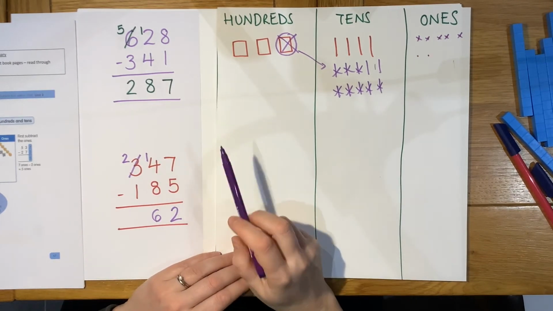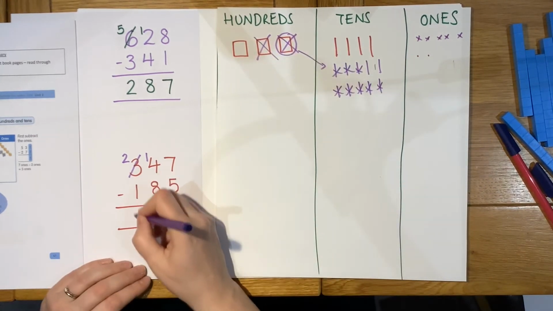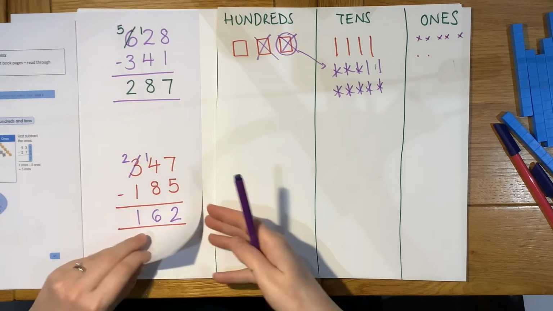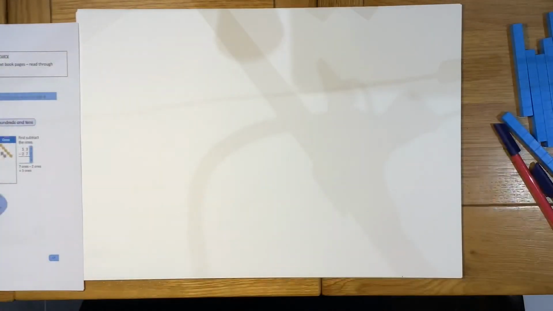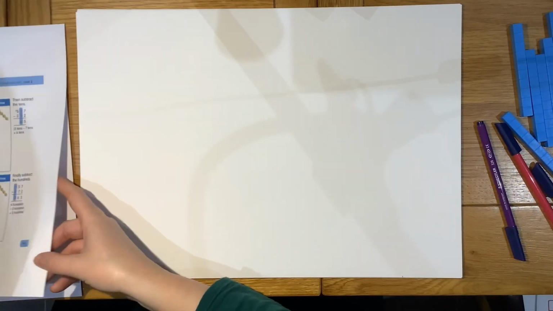Now hundreds. I've got 2 hundreds, I need to take away 100. Leaves me with 162. How did you get on? Okay, over to you now then. So remember to keep using the equipment to help you if you need to, and you can draw it if you prefer. Here are your ones to do today.